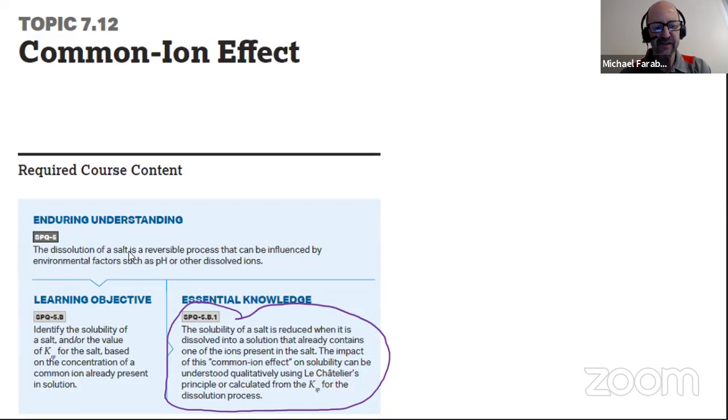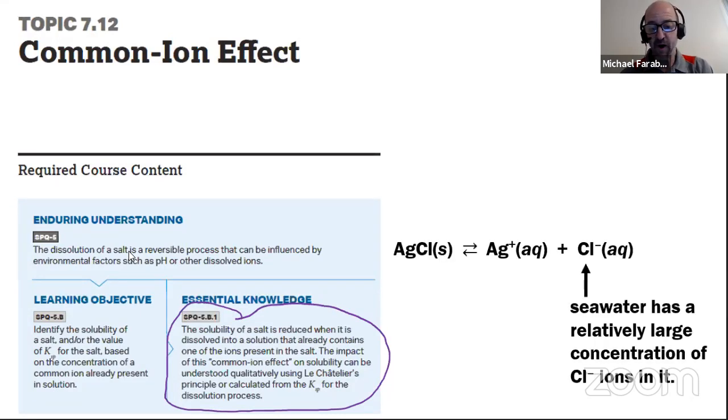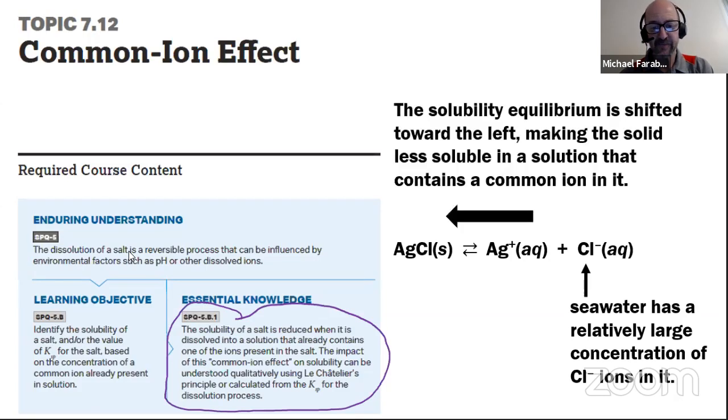The impact of this common ion effect on solubility can be understood qualitatively using Le Chatelier's principle or calculated from the KSP for the dissolution process. So we've done both. So the seawater has a relatively large concentration of chloride ions in it. The solubility equilibrium is shifted toward the left, making the solid less soluble in a solution that contains a common ion in it. So that was the answer to part II of part B.